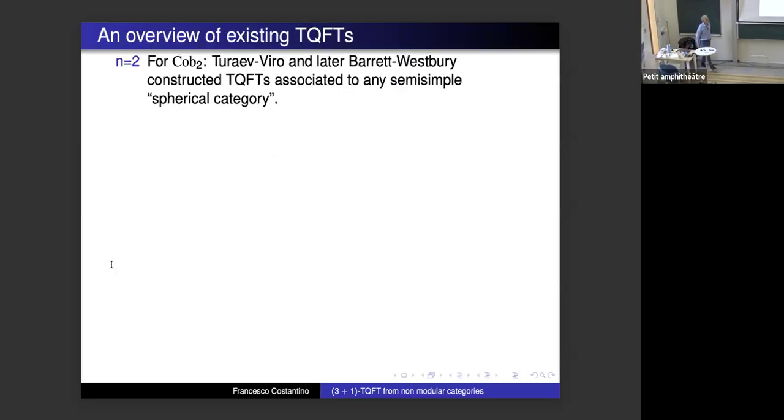So let's overview rapidly some examples of these things. For n equals 2, meaning surfaces and 3-manifolds, there is a very famous Turaev construction. They did it in a sense by hand at the beginning in their initial paper for the category associated to U_q(sl_2), and then it was generalized by Barrett and Westbury for general categories with a certain structure, which is now known as spherical structure. These categories in Barrett-Westbury's approach are k-linear, and the important thing is that they are semi-simple.